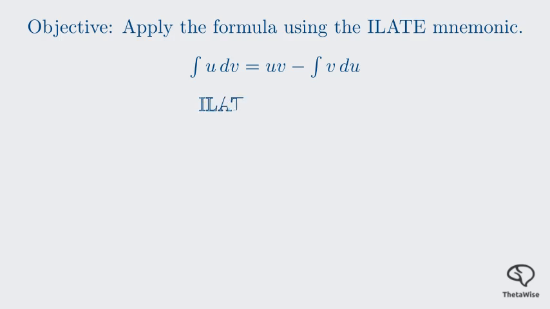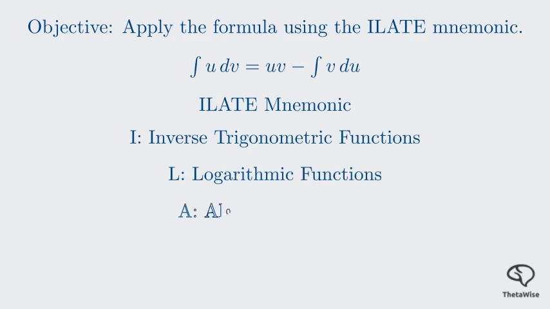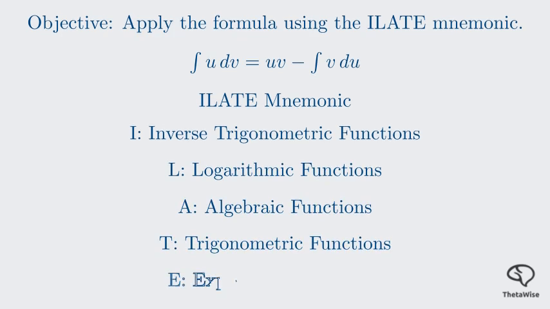To help us with this choice, we use a mnemonic device. ILATE. ILATE stands for a hierarchy of function types. It tells you which part of your integral to choose as u. I stands for inverse trigonometric functions, like arcsin or arctan. L stands for logarithmic functions, such as ln of x. A stands for algebraic functions, like x squared or the square root of x. T stands for trigonometric functions, like sin or cos. And E stands for exponential functions, such as e to the x.